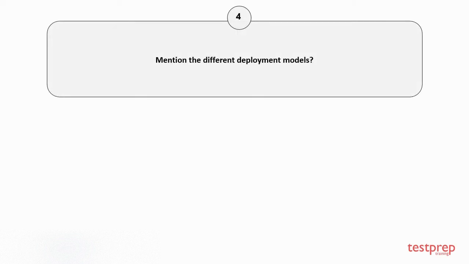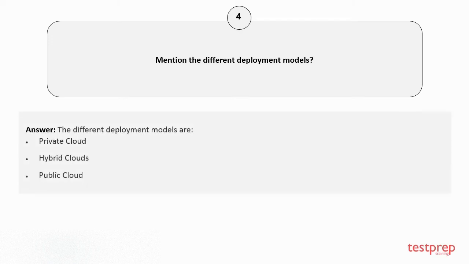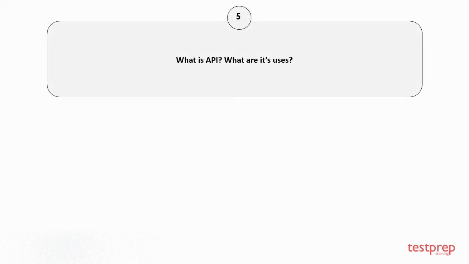Question number 4, mention the different deployment models? Your answer is the different deployment models are 1. Private cloud, 2. Hybrid clouds, 3. Public cloud.